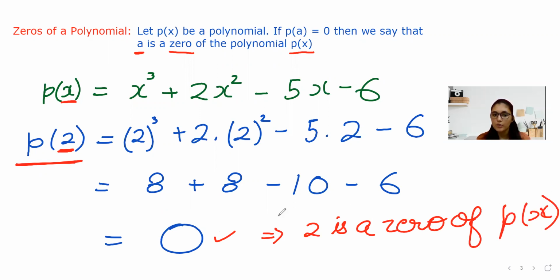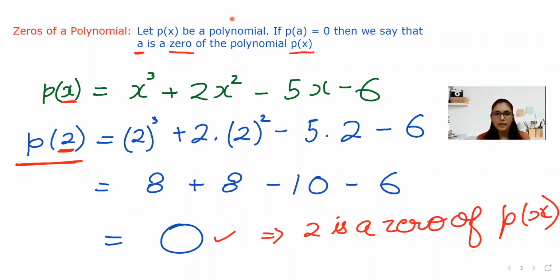Okay, so in this way, you have identified the zero of a polynomial. So 2 is a zero of the polynomial. If you are replacing x by any number and the value which you are getting is 0, then that number that you have replaced will be the zero of polynomial P(x). It is known as the zero of the polynomial. Similarly, you can check for many other polynomials also.